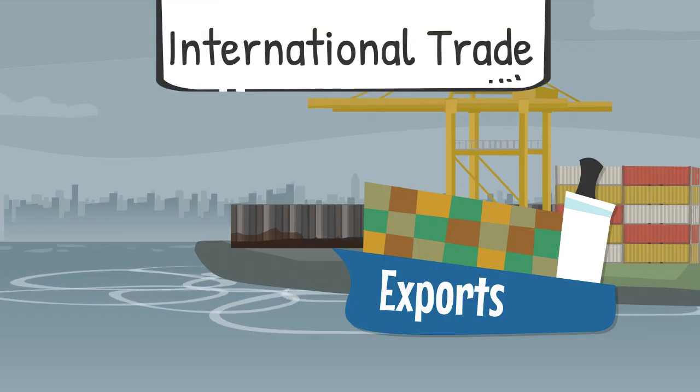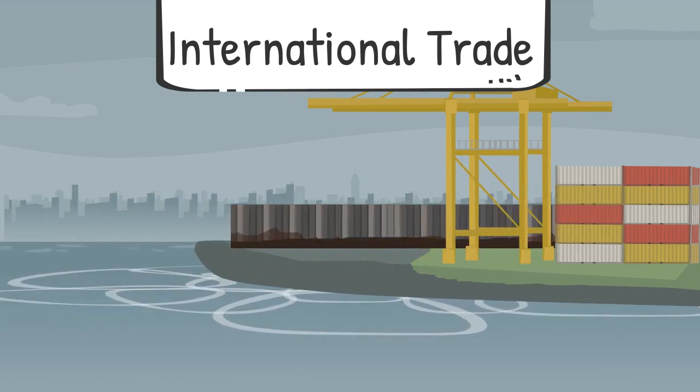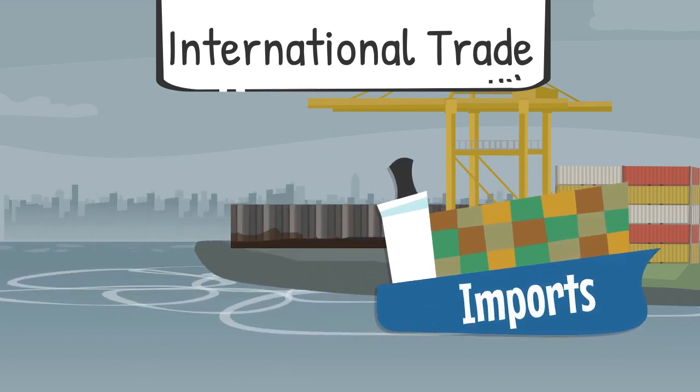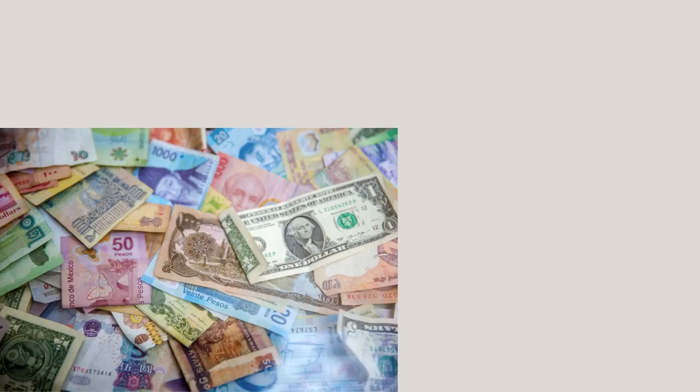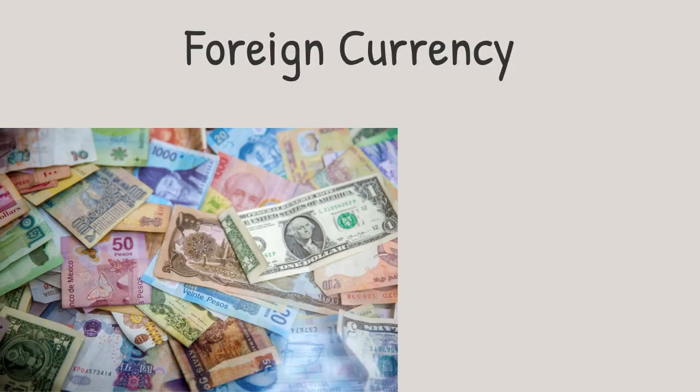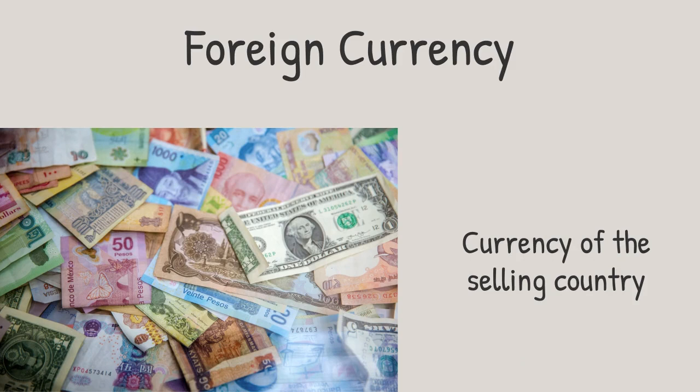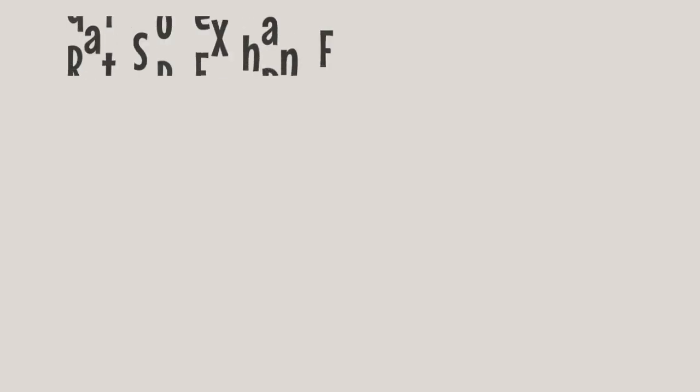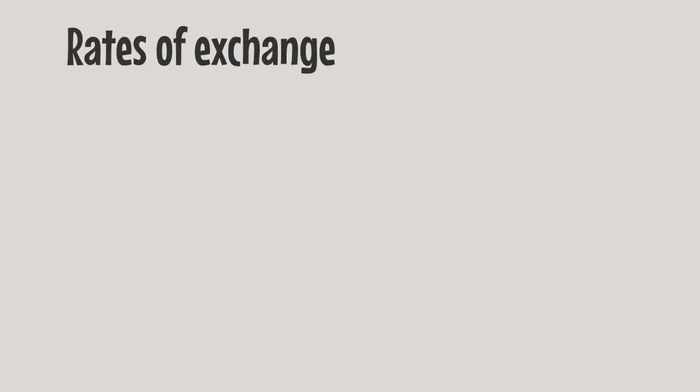International trade. Exports are goods and services that are produced in one country and sold to another, whereas imports are goods and services that are produced in one country and brought to another. Foreign currency. Businesses that export or import goods to or from other countries will pay for goods or services in the currency of the country from which they are purchasing, which will be at a different price to the currency in the country where their business is registered. The way that this is measured is using rates of exchange.